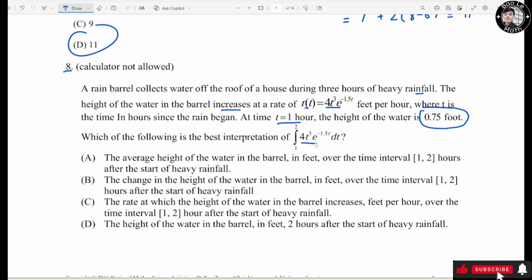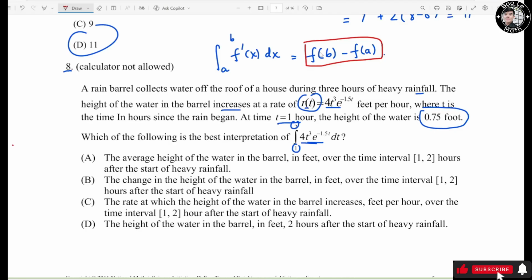This is the fundamental theorem of calculus. Remember the integral from a to b of f prime of s ds is f of b minus f of a. The left hand side, the integral from a to b of the rate, and the right hand side should be the change, so the change in height.